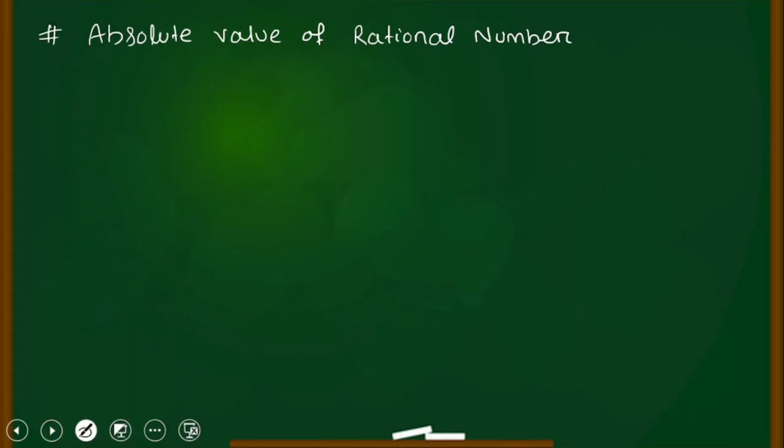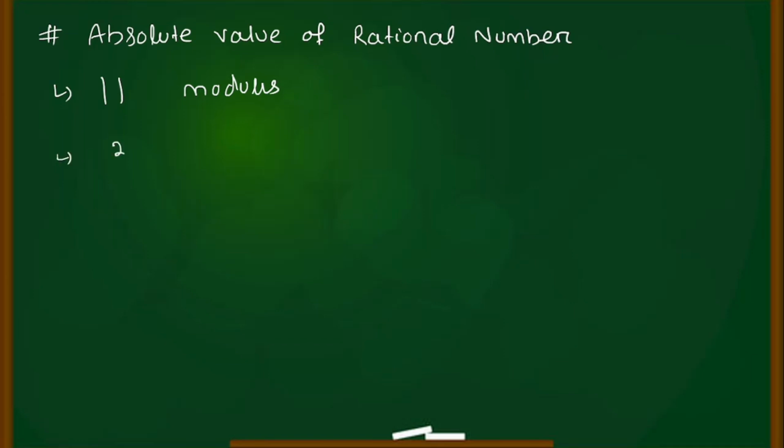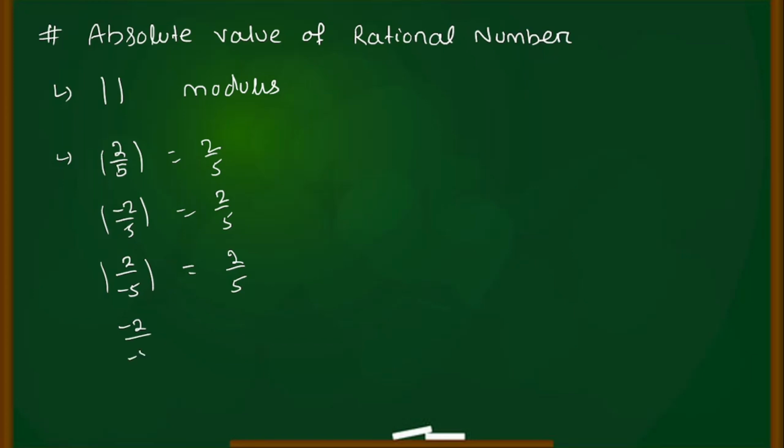Now the next concept is absolute value. First of all, understand that the absolute value sign is a double vertical bar, or you can call it modulus, or simply mod. Now suppose 2 by 5, what is the absolute value? The same, simply write 2 by 5. Then what is minus 2 by 5? That is only 2 by 5. Don't write the sign, only write the number. Suppose 2 by minus 5, what is the absolute value? Simply write 2 by 5. Then what is the absolute value of minus 2 by minus 5? The same, 2 by 5.